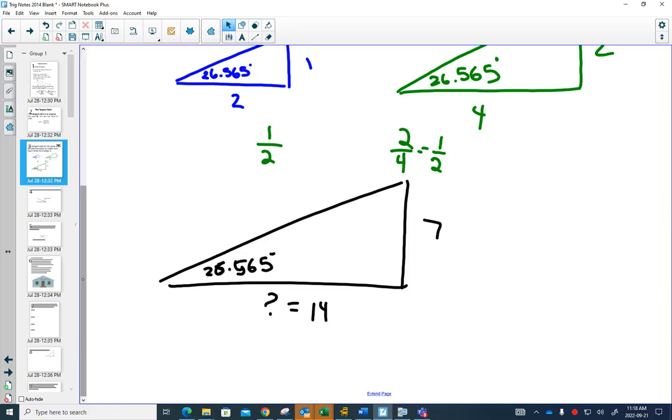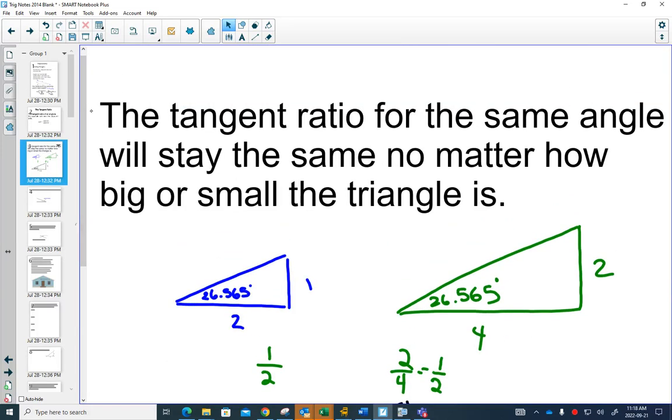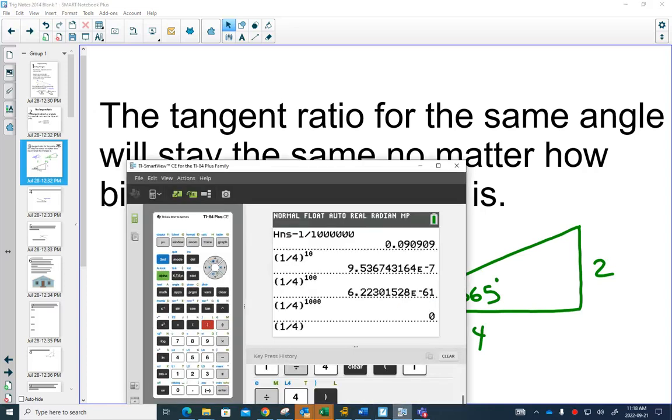So at this point, all you need to know is that the tangent ratio for the same angle stays the same no matter how big or small the triangle is. So the tangent ratio for 26.565 happens to be perfectly 1 over 2. In fact, if you go to your calculator, and I rounded it, it's going to come out close to this.